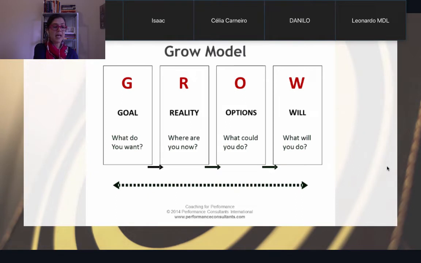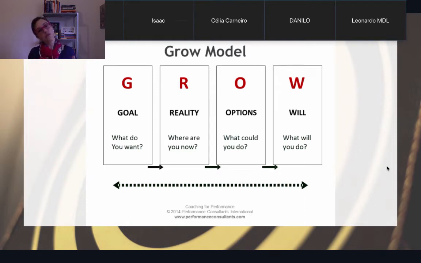What happens is that when we choose a coaching model to use with our students, all the tools, techniques, and the coaching dialogue will follow this model. And this is the one that I use with my students. So the first part of the GROW coaching model is the goal. So what do you want?